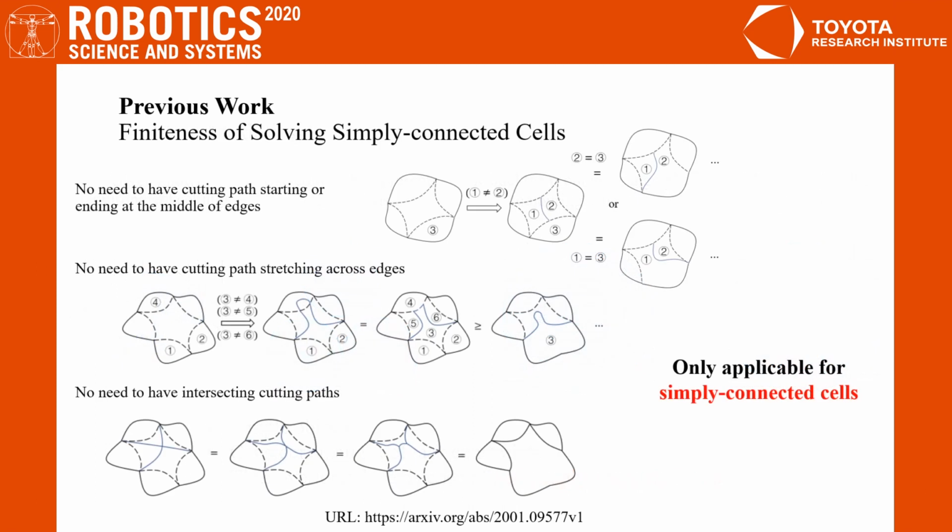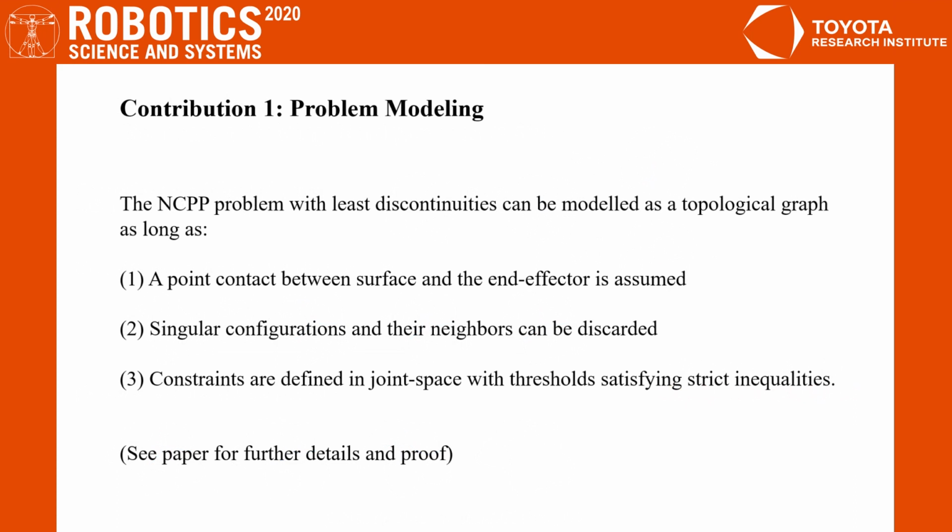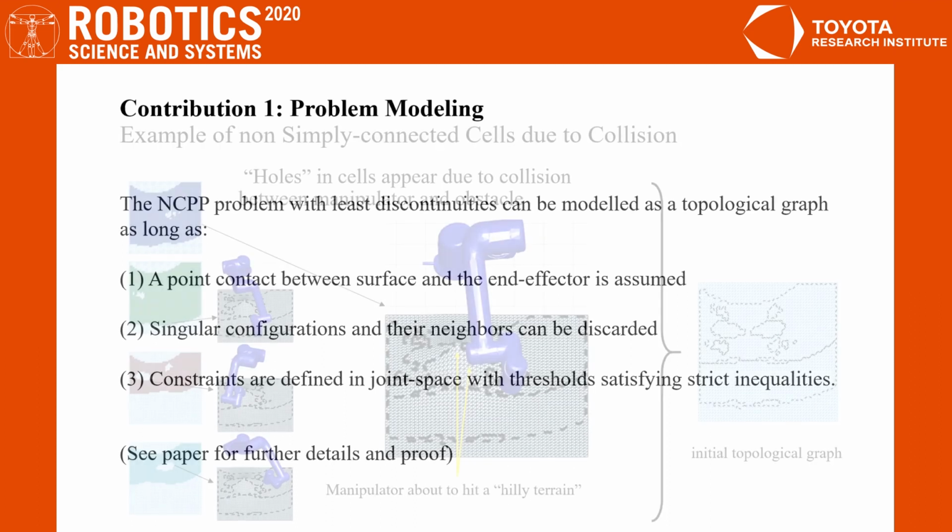By efficiently discarding the equivalent design of the cutting path between different colors, there are only a finite number of different cellular decompositions. So the first contribution of this paper is to consider the necessary conditions of the NCPP problem, which we modeled as a topological graph. Here we omit the details and only show an example.